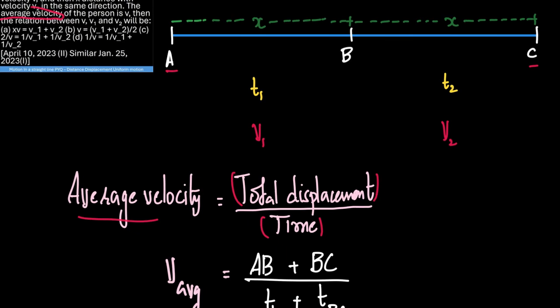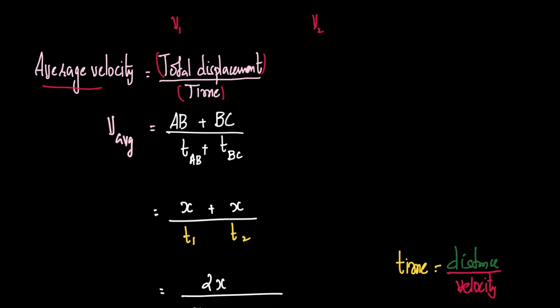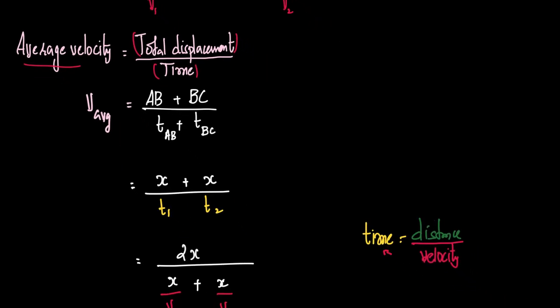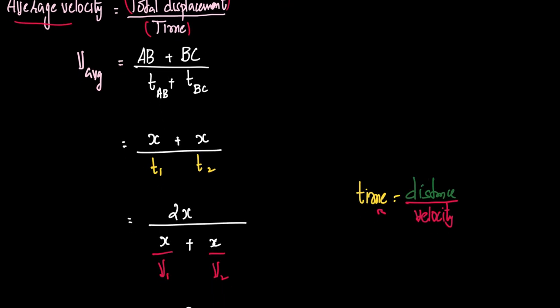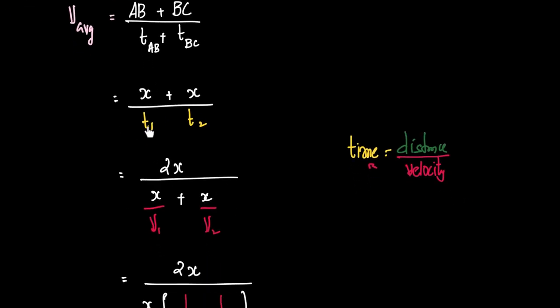I have assumed that x, AB, is covered in time t1 with velocity v1, and x is covered in t2 with velocity v2. So total time here would be t1 plus t2. Now we know that time is equal to distance by velocity, right? So what will be t for AB, which is t1? T for AB, t1 would be x by v1 and t2 would be x by v2.